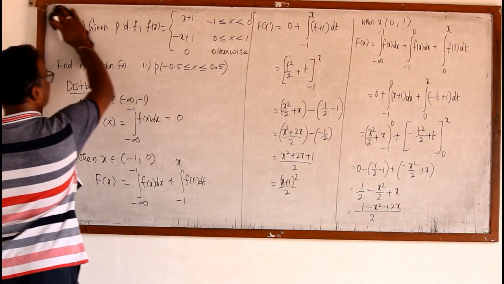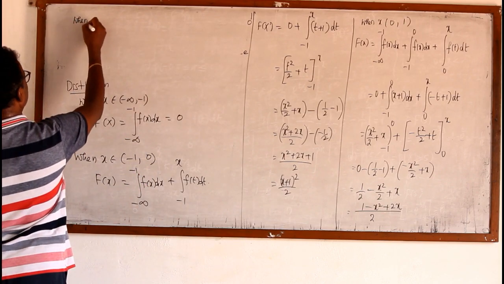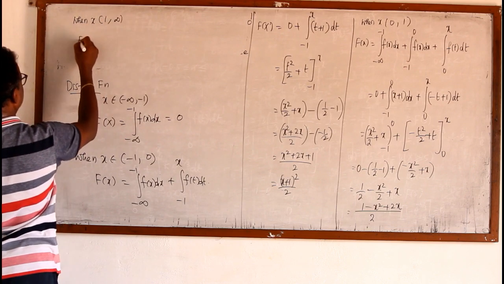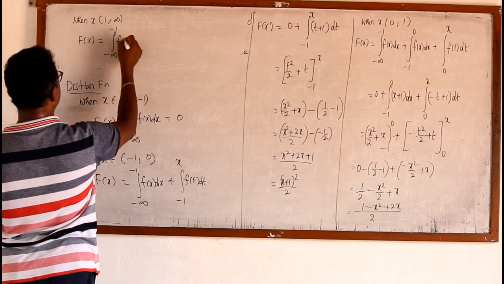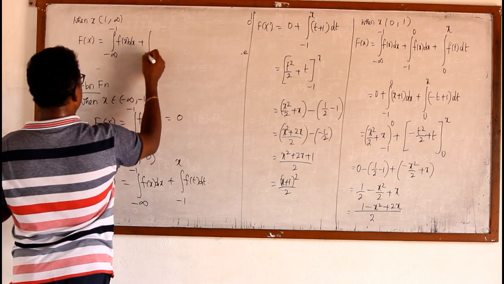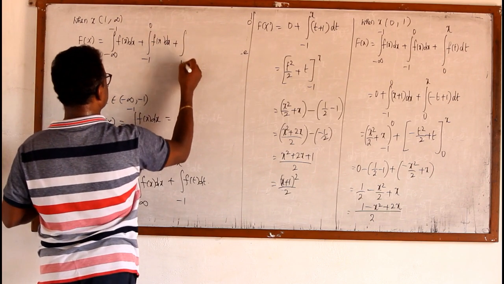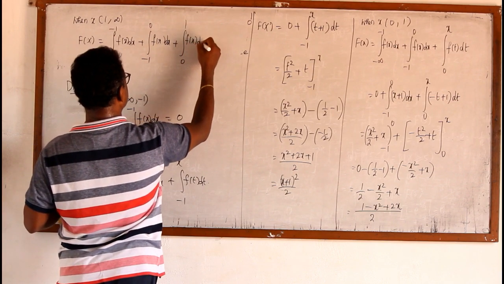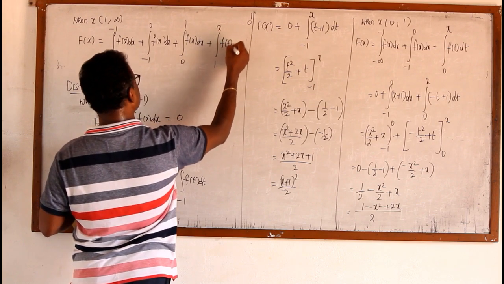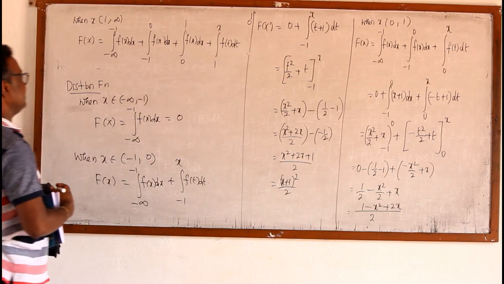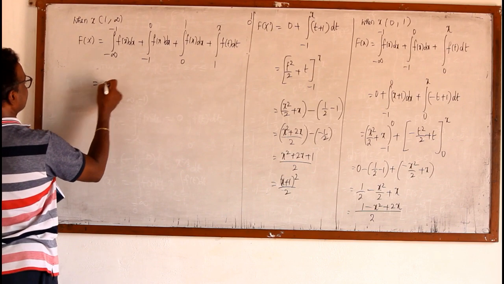Then finally, one more thing you have to find out. That is the last one, when x belongs to 1 to infinity, then F of x is, remember, the integral from minus infinity to minus 1 of f of x dx, plus minus 1 to 0 of f of x dx, then 0 to 1 of f of x dx, then 1 to x, and in the last interval the integration must always be f of t dt. Now, this first one is not existing, so 0.